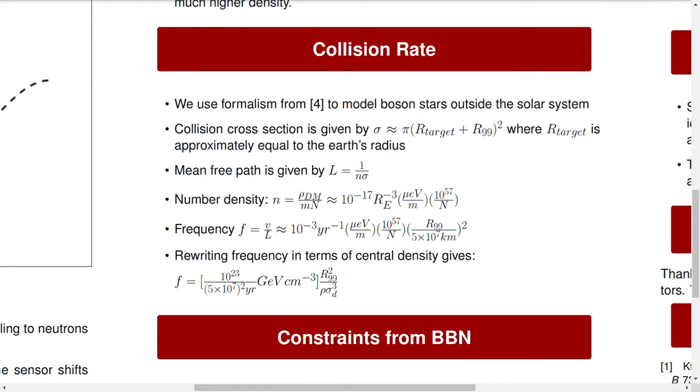To determine the collision rate for a star coming from outside our solar system, we assume that the collision cross-section is equal to this equation here, where our target is equal to the radius of the Earth, and R99 is approximately equal to the radius in which 99% of the mass in the boson star is contained. By assuming that the mean free path is given by this equation, and the number density is given by this equation, we can determine that the collision frequency is equal to this equation here. And then rewriting frequency in terms of central density gives us this equation here.